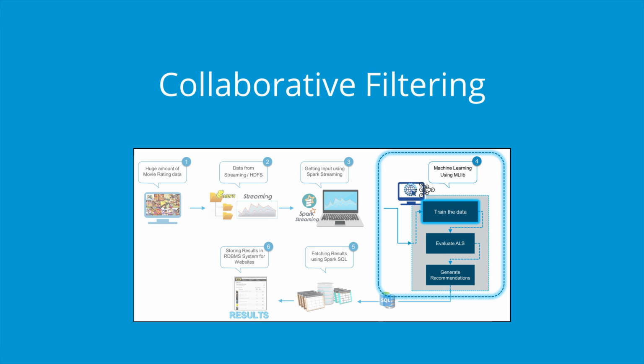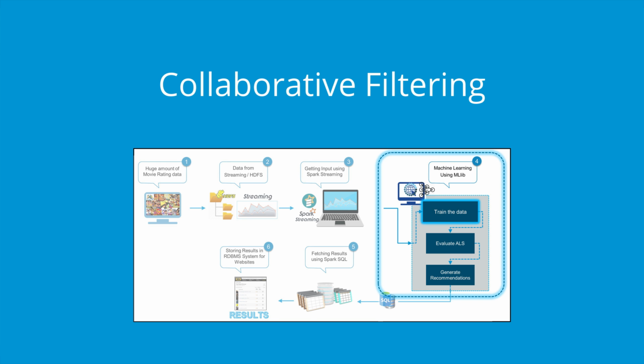So let's understand what collaborative filtering is. We are going to do collaborative filtering now. In this case, we are going to use machine learning, so machine learning using MLlib is what we are going to do. Now, as we just understood beforehand, we are going to train our data. Once we train our data, what happens in collaborative filtering?